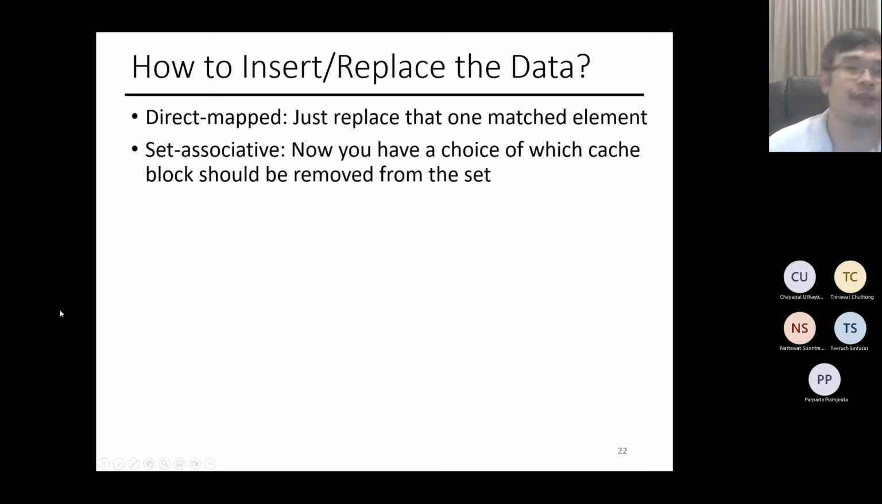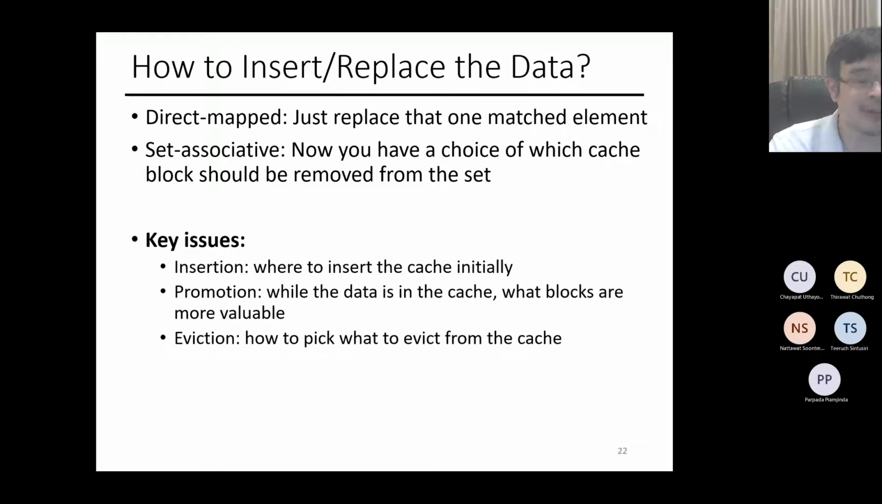For a set associative cache, now you have a choice. This is like when you have to run a 7-Eleven or a cafeteria. You have to figure out what to stock for the supply so that you can keep selling the things you want to sell. So you have a choice, and what should be the policy? To design a policy, you have to think about three things.